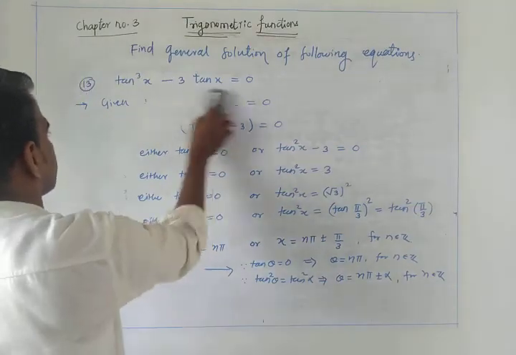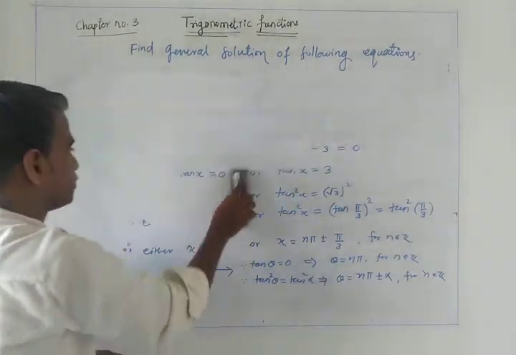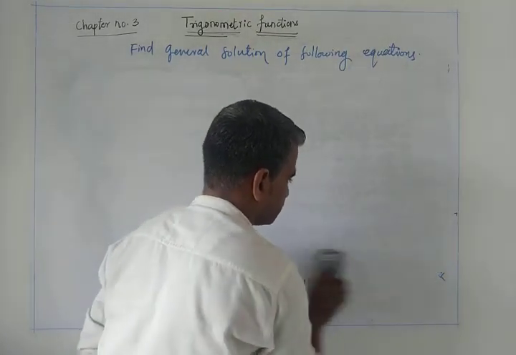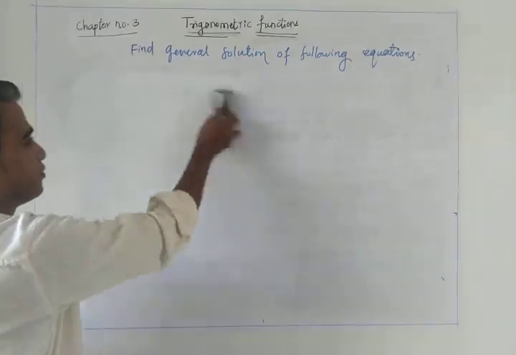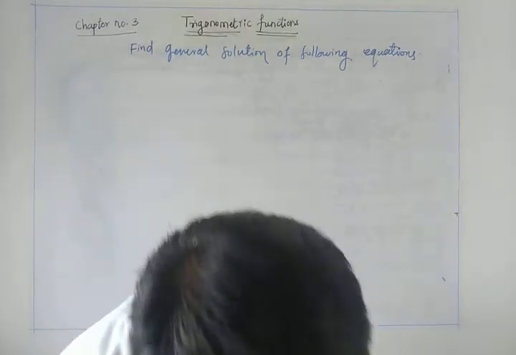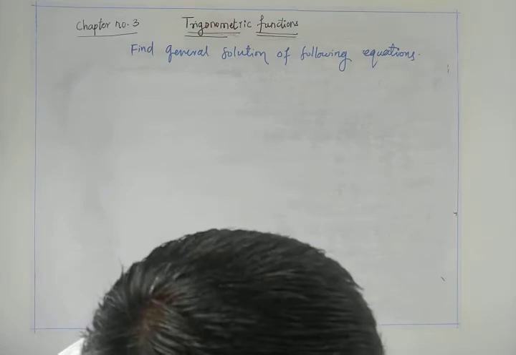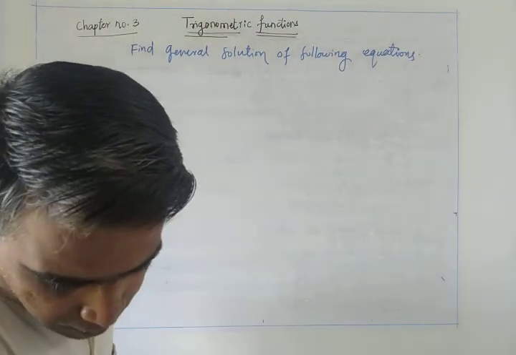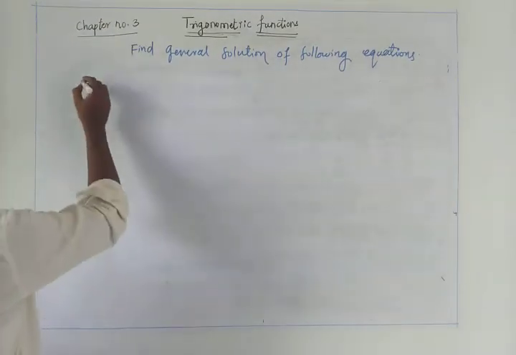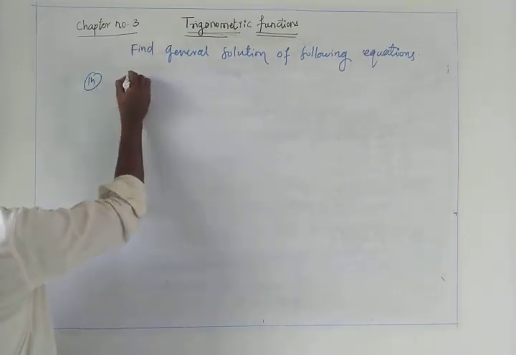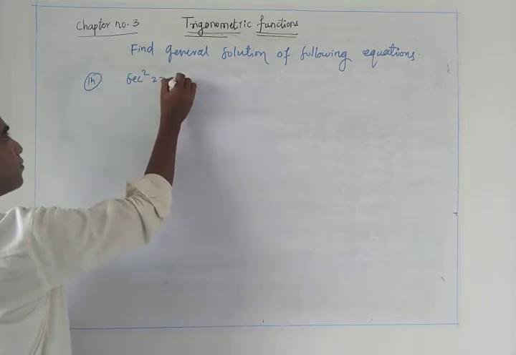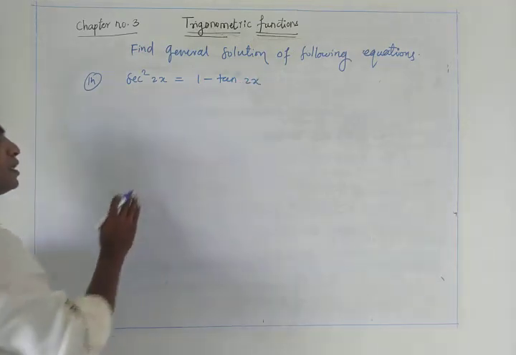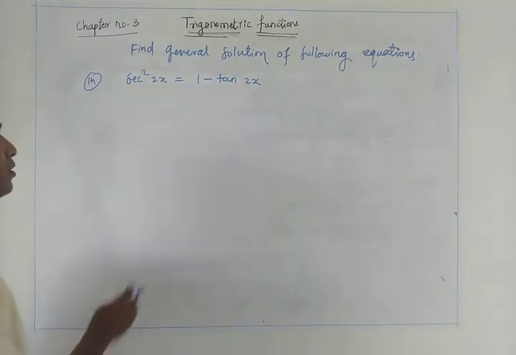Okay, so last question, then we will stop with the general solution part. Most of the important questions from the exercise we have already done. So the last question is sec square 2x is equal to 1 minus tan 2x.